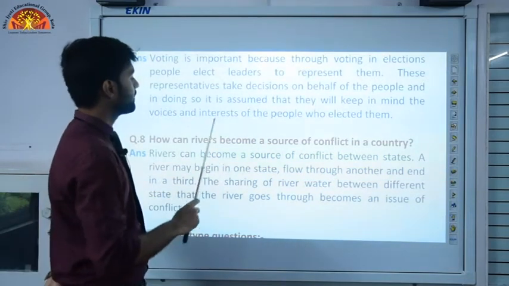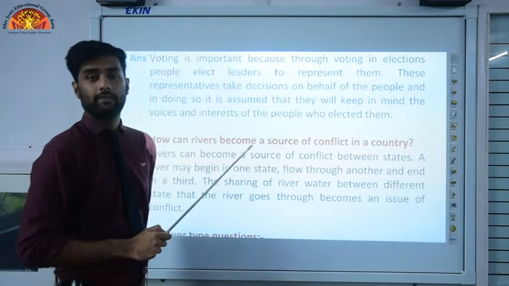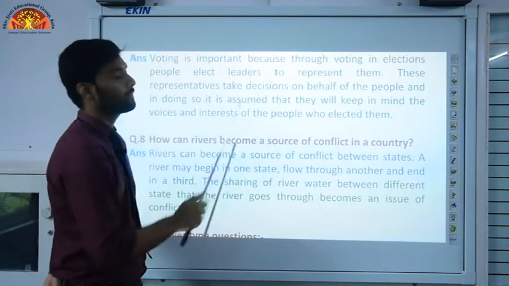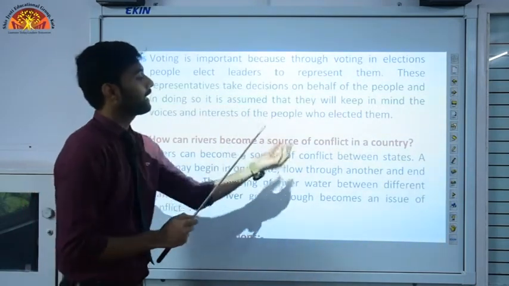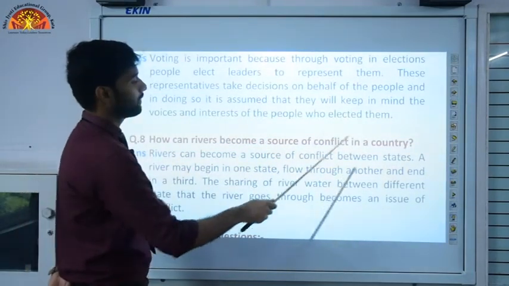Now, how can rivers become a source of conflict in a country? We learnt about the Kaveri river, right? So how can rivers become a source of conflict? How does fighting happen over a river? Let's see. Rivers can become a source of conflict between states.